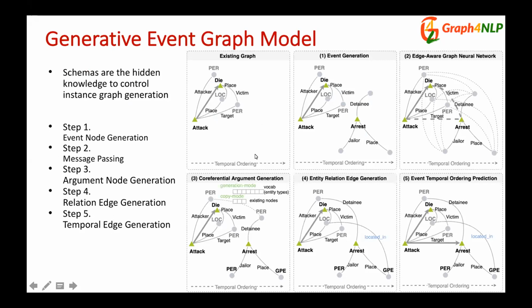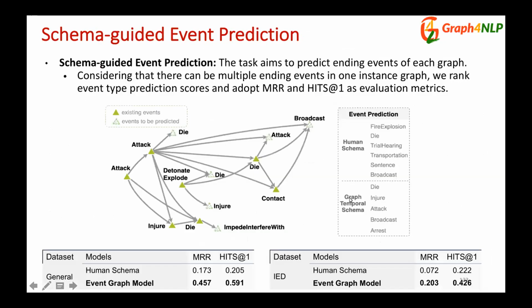Yeah. Thank you. So the graph generation model simply starts from a very small graph. For example, we already extract an attack and die event from the input document, and then we will predict what is the next event. So arrest is the next event node. And then we are going to predict what is the most probable edge that links these two nodes, or what is the path linking them. For example, they are involved in sharing arguments, or their arguments are related. And then finally, we are going to determine the temporal relation, whether this arrest event happened before or after die. So that's the whole idea.